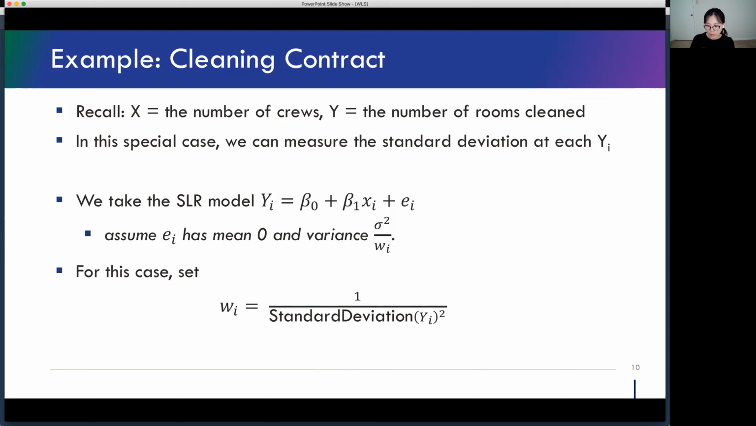Okay, now we know we can get our standard deviation for the y, and we can get the variance of y. Now we need to figure out what we should use for this wi. Let's just recap here. We're assuming this ei has mean 0 and variance sigma square over wi. Now we need to find what we should use for this wi.